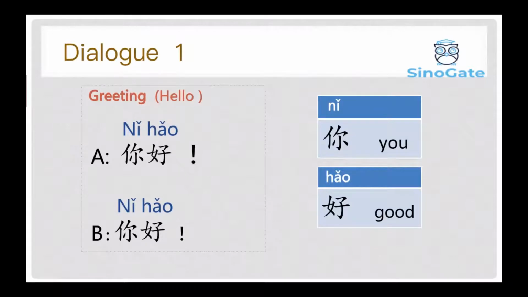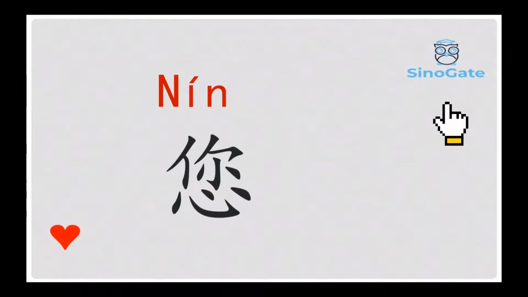And next one, let's see. 您. Can you read this? 您. You see, it's very similar, right? You can see this part is 你, the character. Another part of it at the bottom is a character that means heart. The character you is above a heart. This 您 also means you, but in a more polite form.